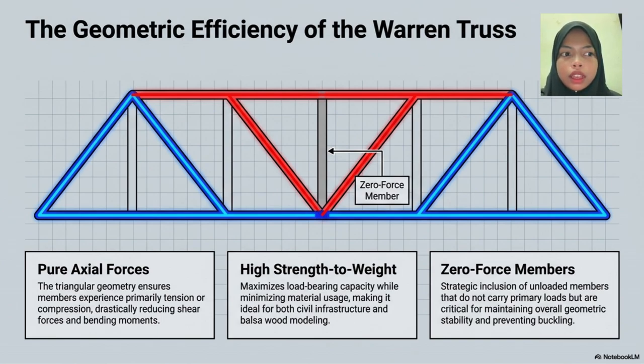Lastly, this diagram also highlights the zero force members. Although these members do not carry significant load under certain loading conditions, they also play an important role in maintaining the bridge geometry, improving overall stability and reducing the risk of buckling. Overall, these characteristics make the Warren Truss an efficient, lightweight and reliable structural system.